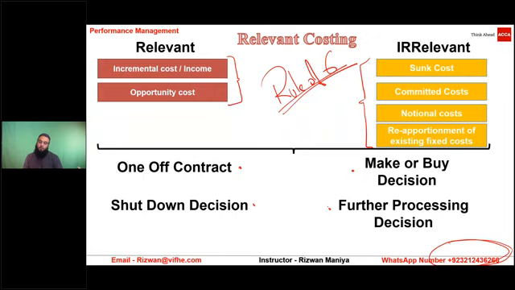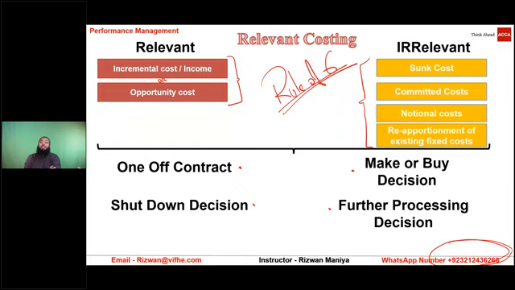So a cost will be relevant either if it is incremental, just arising because of a decision, or if it's an opportunity cost. If this falls under incremental, so that's relevant. If it qualifies through opportunity, it's relevant. So a cost will either be incremental, an additional one because of the decision, or it will be an opportunity cost.